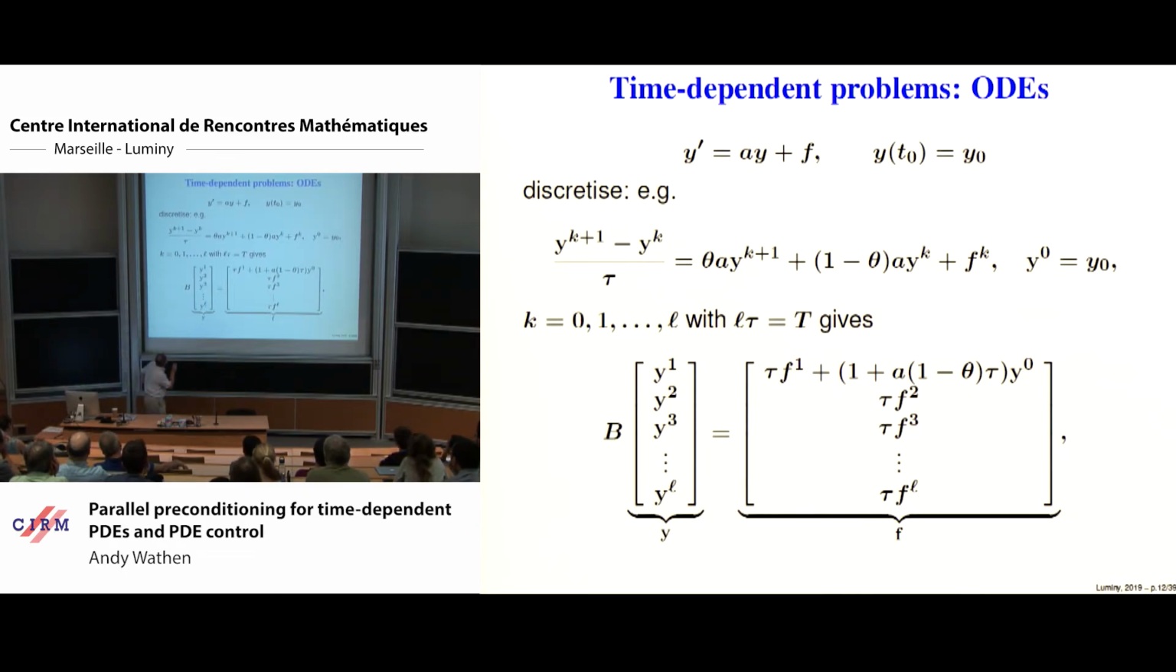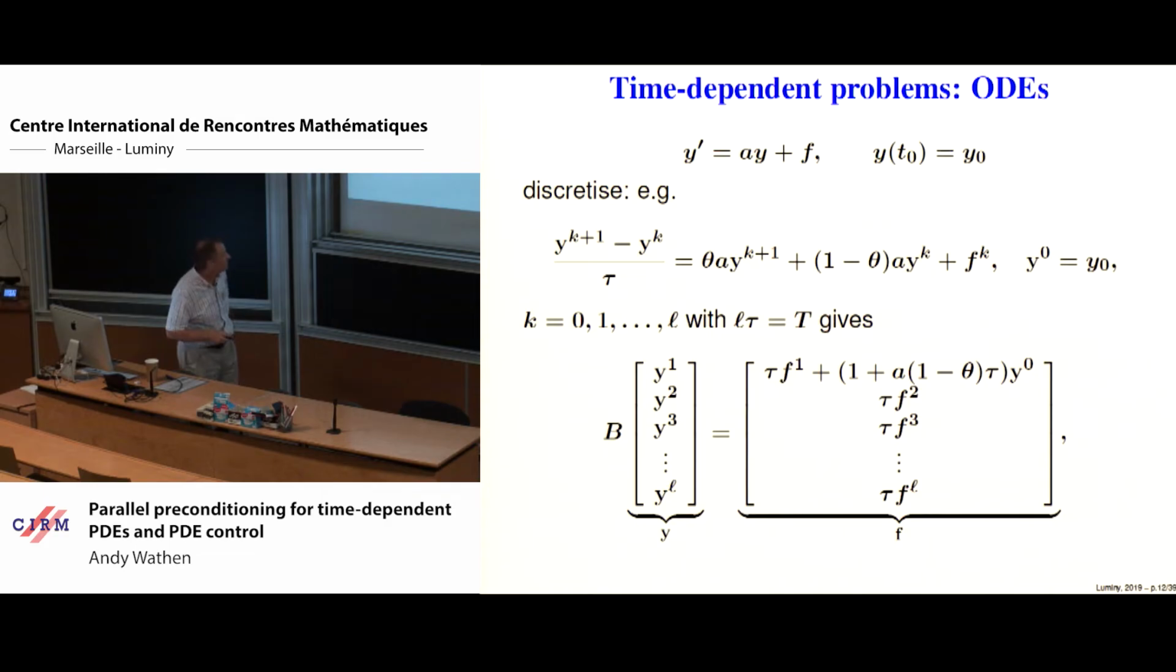Here's a linear ordinary differential equation, which all of us could probably write down the solution to when we were in our nappies. But anyway, that's fine. Let's take this initial value problem and discretize. For example, here's a simple backward difference, and here's a so-called theta method. So you have theta times y_{k+1} plus (1 minus theta) times y_k, and you have the initial value. Tau is my time step. I have L steps of tau that get me up to capital T, the final time I want to get to.